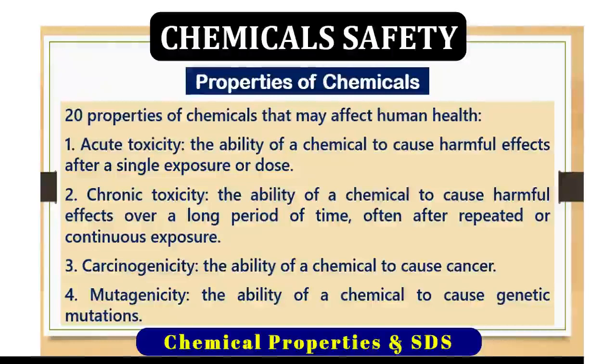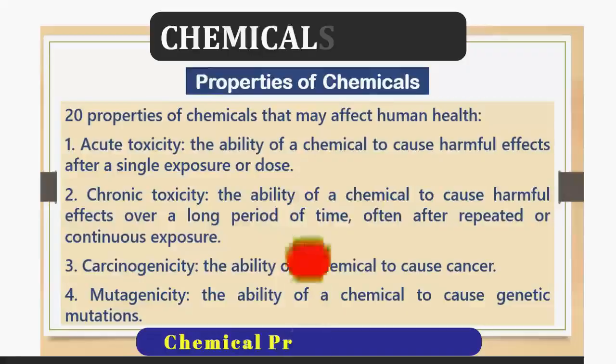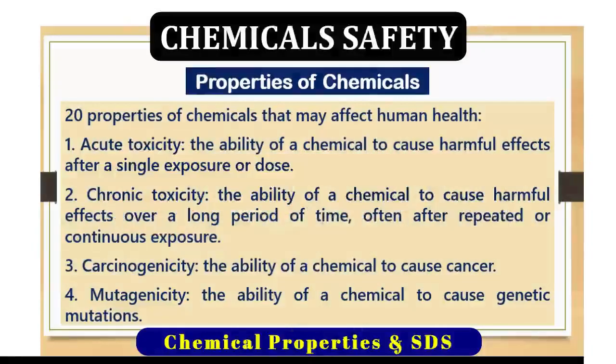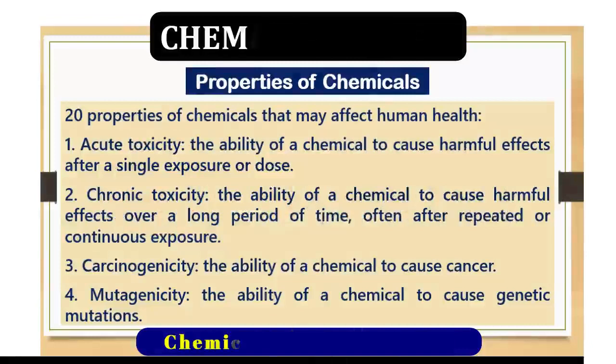In the last HSC tutorial, we were discussing the chemical hazards, the diseases caused by chemicals, and the effects of chemicals on human health and body. In this training session, we'll discuss the properties of chemicals. Dear friends and fellows, I'll highlight 20 properties of chemicals that may affect human health.